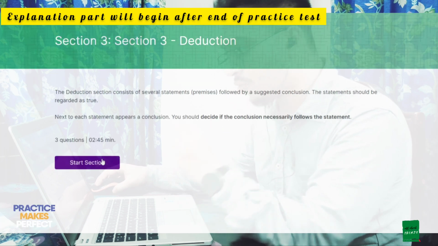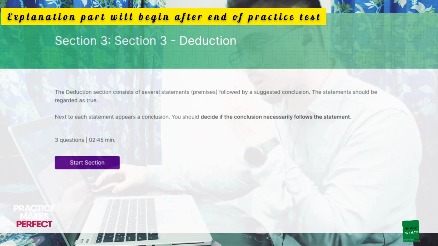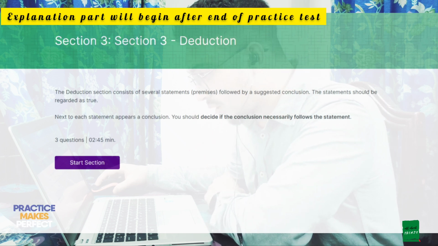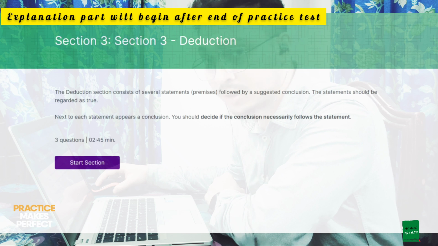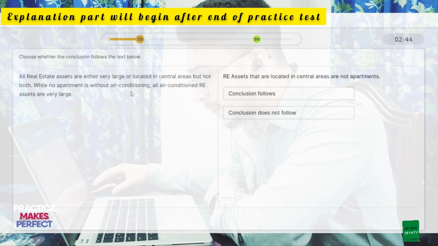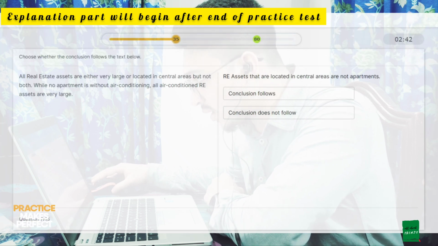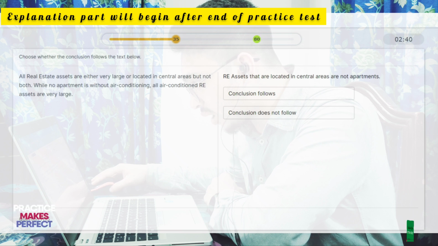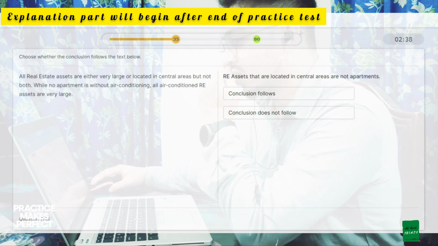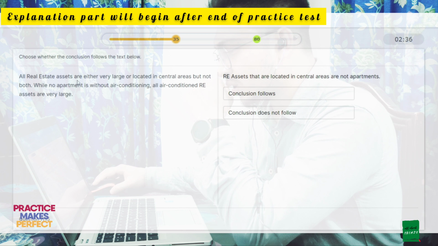Okay, so now we'll be moving towards the third part, which is deduction. I mean, we're going to see whether the conclusion is made or not made. Real estate sets that are located in central areas are not apartments. Okay. I think we need to do quick calculations.